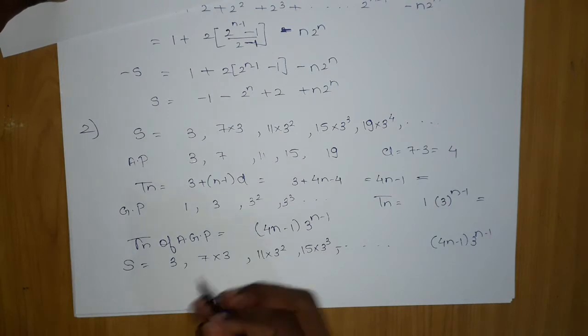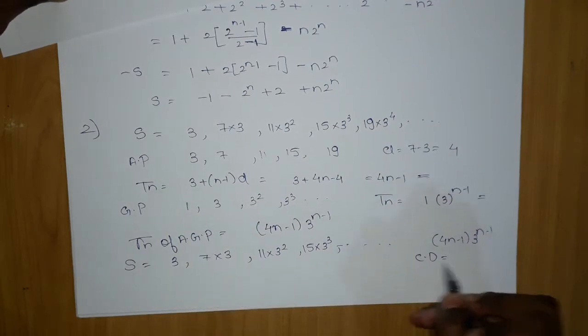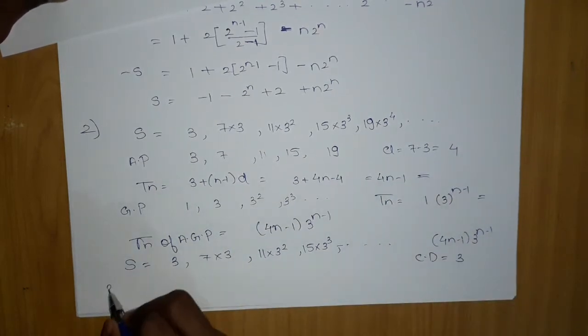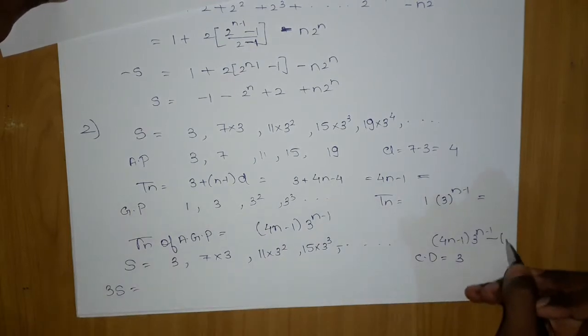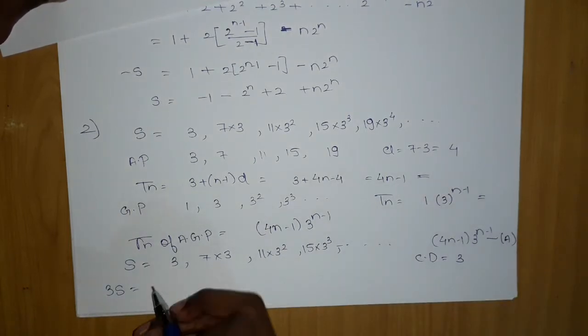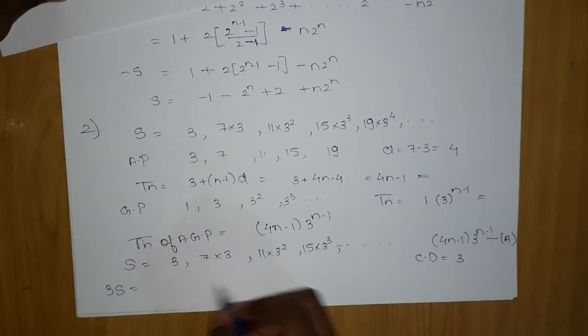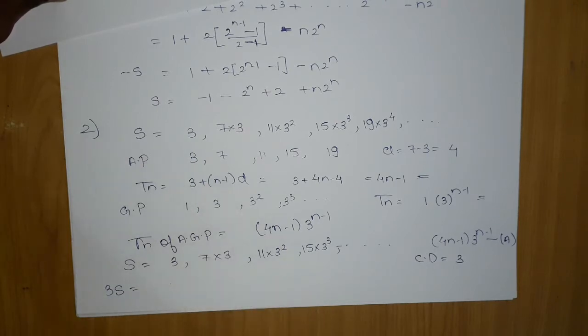Now I should multiply it with the common ratio. What is my common ratio? The common ratio is 3. I will multiply it by 3 and call it S. Okay, I will write it here. It will be very simple for me.